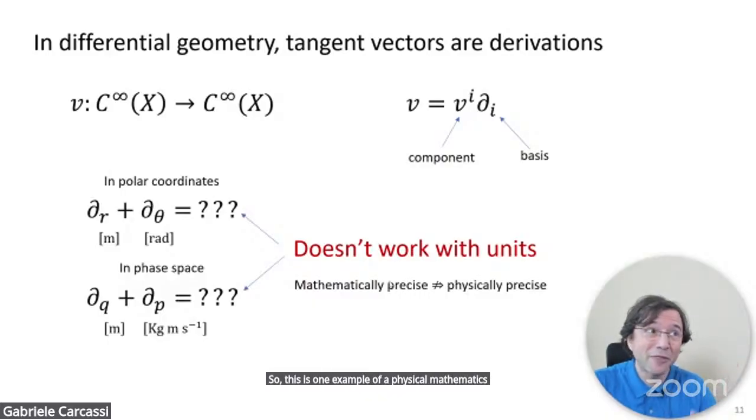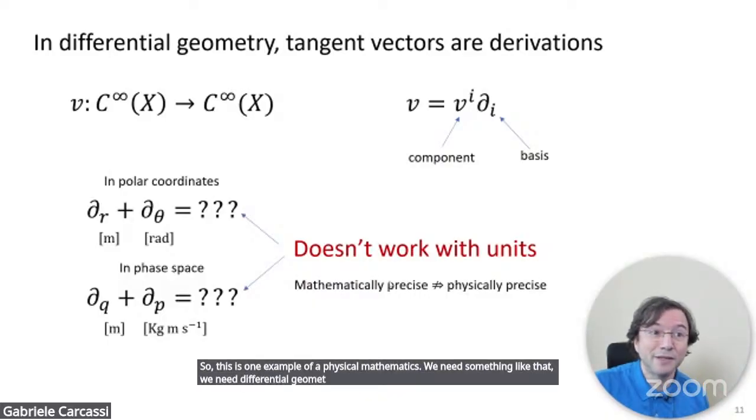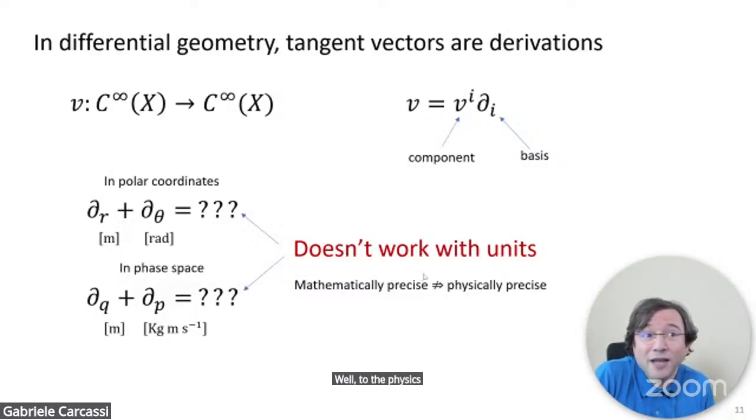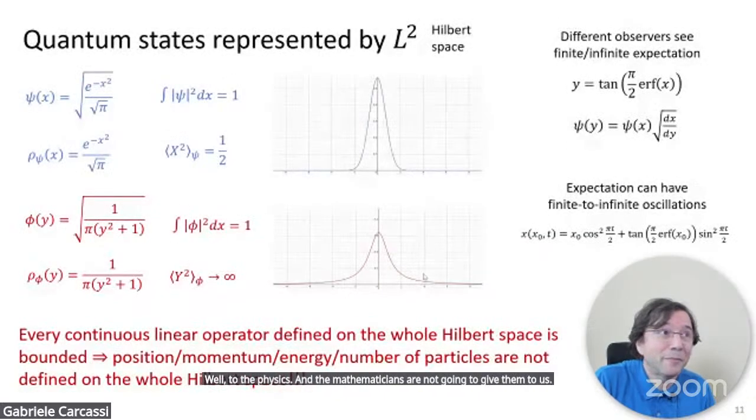We need something like that. We need differential geometry, differential topology, but we need it with definitions that make sense to physics and map well to the physics. And the mathematicians are not going to give them to us. We have to make them ourselves.